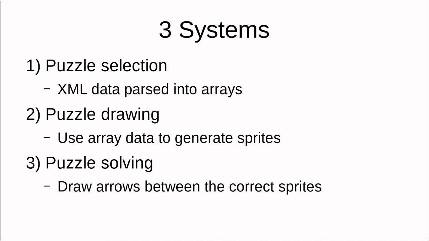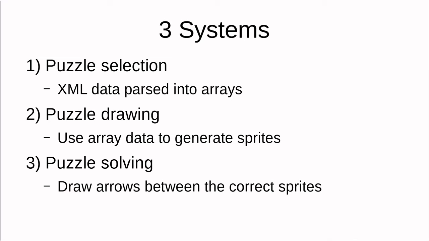And then once the data is loaded into arrays, the puzzle drawing system takes over and reads that data to generate sprites. In this case, the sprites represent atoms and bonds, and they're drawn according to the puzzle data. Then after that, you have the puzzle solving system, and that's the one that lets the user interact with the game. Basically, it just allows the user to draw an arrow between two sprites.